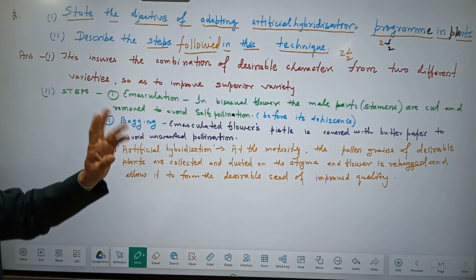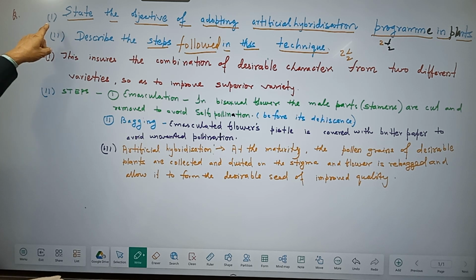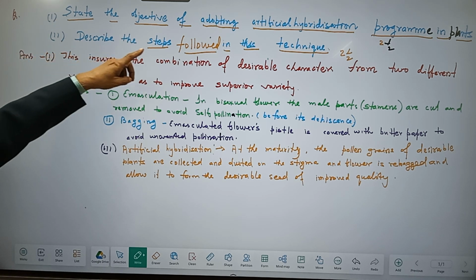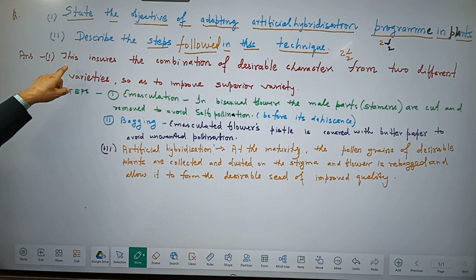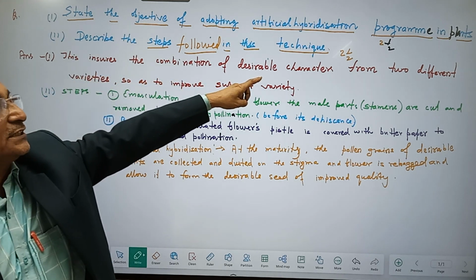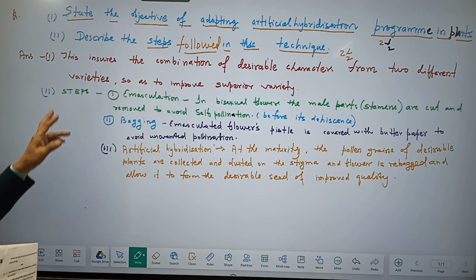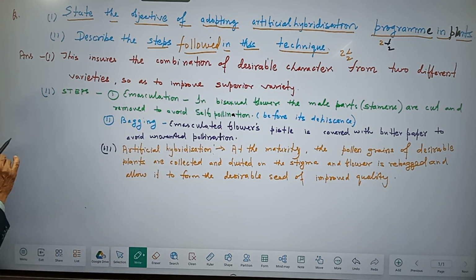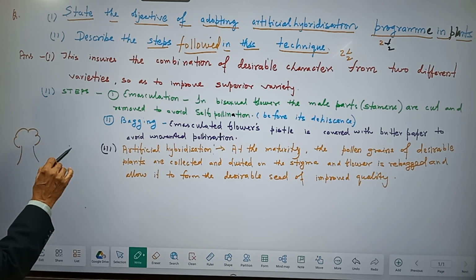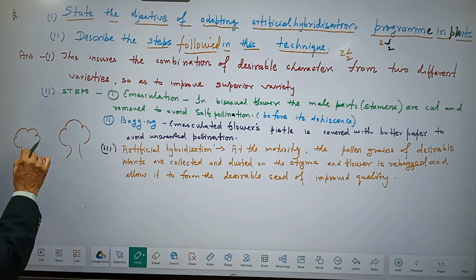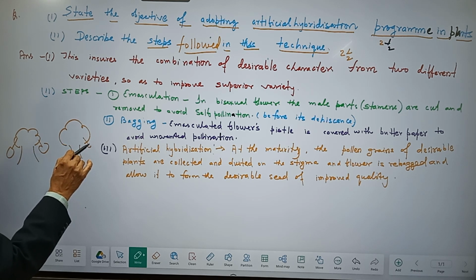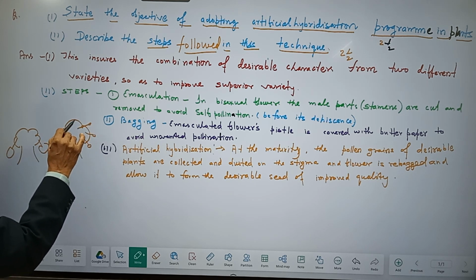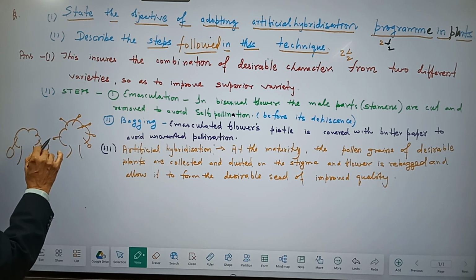Now how will you answer this? Answer to the first question: artificial hybridization is a technique that ensures the combination of desirable characters from two different varieties so as to produce a superior variety. Let's suppose there are two mango plants. One gives larger fruit but fewer in number. Another variety produces smaller fruits but larger in number.